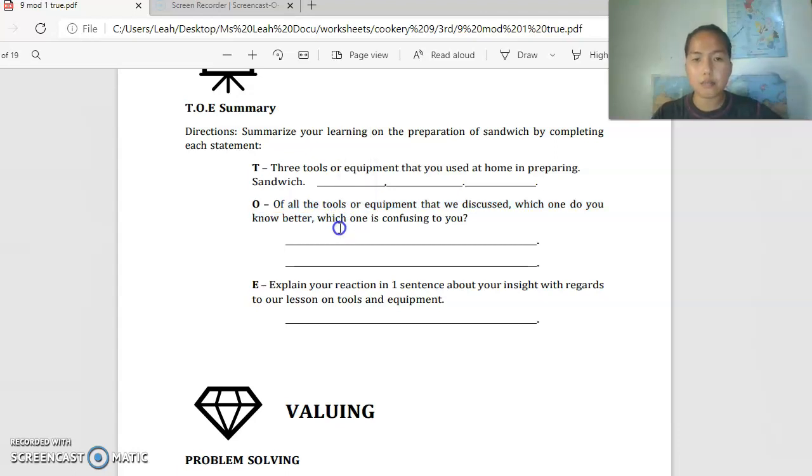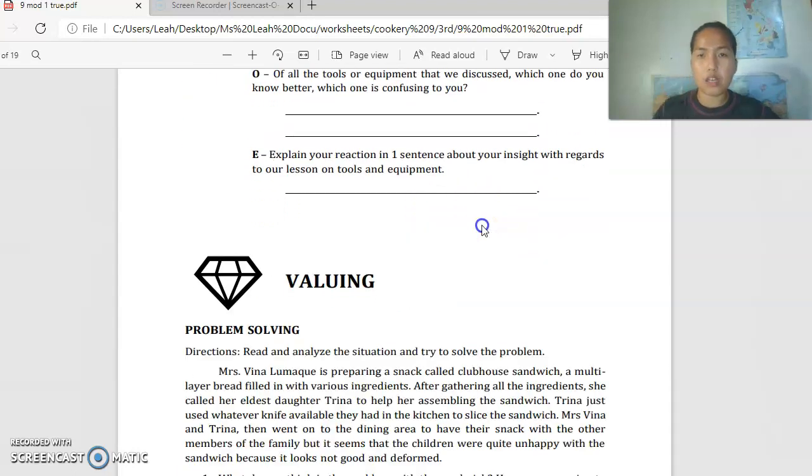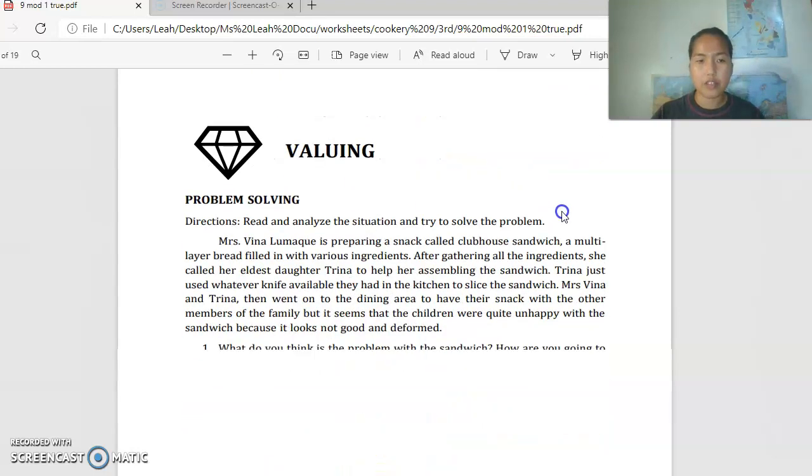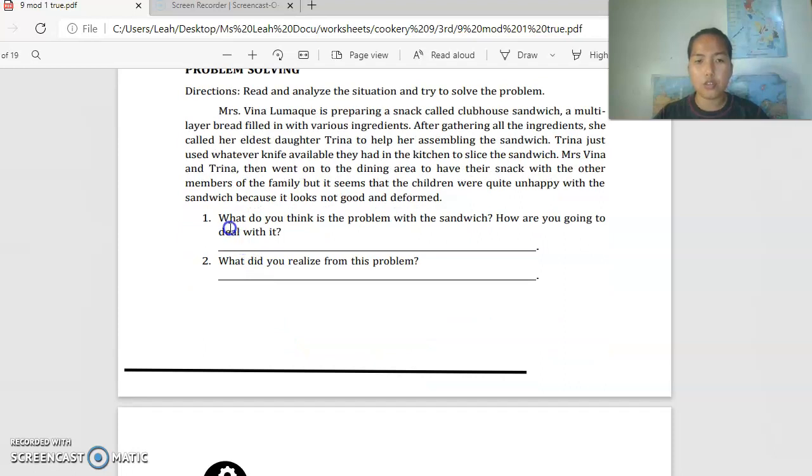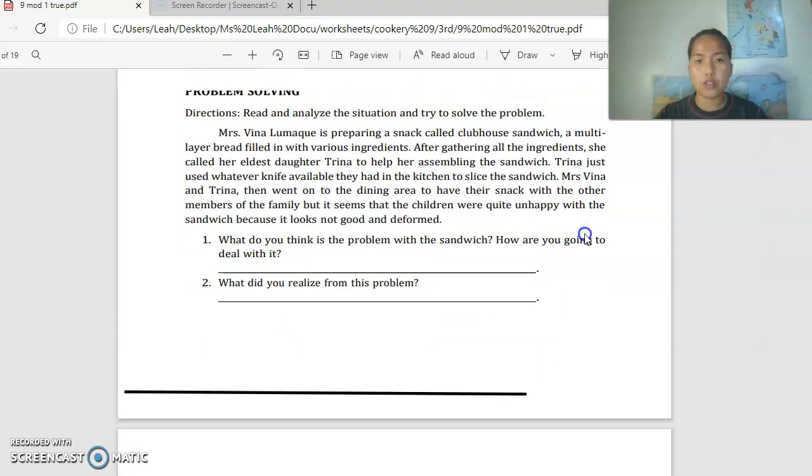Next is which one also is confusing? Asa ang wala pa kasabot nga or bago pa nimo nga na nakahinagbo nga equipment. So here you have to explain your reaction in one sentence only, your insights regarding on the lesson on tools and equipment. So we have here also the problem solving. Just read this one, read this statement, then just answer briefly the question. What do you think is the problem with the sandwich?